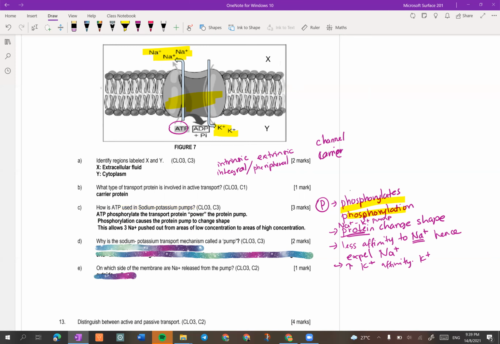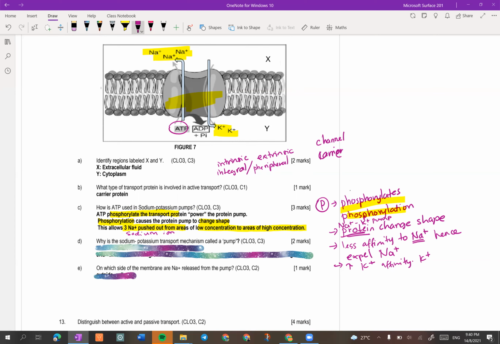So let's check the answer. So ATP phosphorylates the transport protein. Ni tak perlu pun power. Okay, just phosphorylate is okay. Phosphorylation, see, it is the process causes the protein to change shape. 3 sodium push out of the area of low concentration area to high concentration. So actually you cakap expel 3 sodium ion ni pun dah cukup. Again, kat sini digunakan simbol je untuk awak. Better awak tulis sodium ion. Sebab untuk tak nak salah lah. Okay, ini adalah draft. Okay, ini adalah panduan. Ini bukan the real jawapan yang patut diterima.